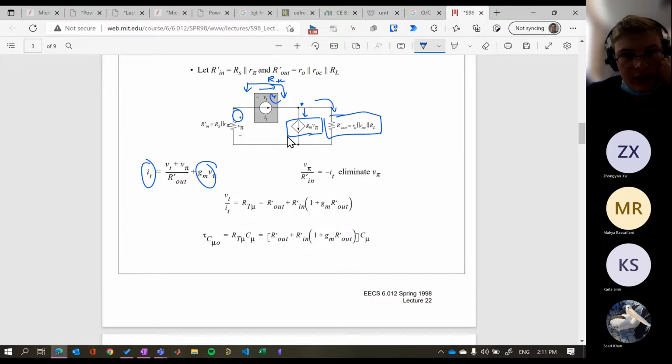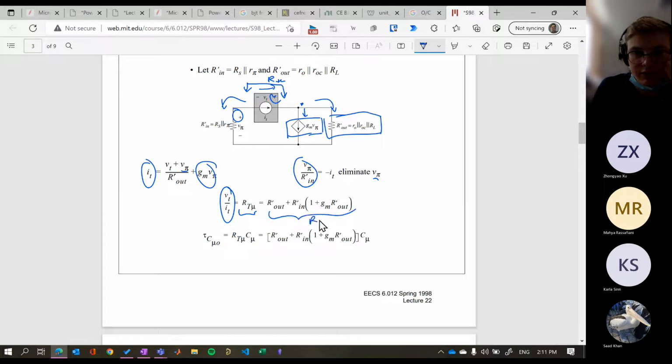And then we can also say that IT flows in the negative direction through there, which is V pi on that. We want to get rid of V pi in this situation, so we've just got a value in terms of VT and IT. That should give us an equivalent resistance, RT, for C mu. This is our Thevenin resistance. And so our open circuit time constant is just going to be, again, this resistance that C mu would see times C mu itself.